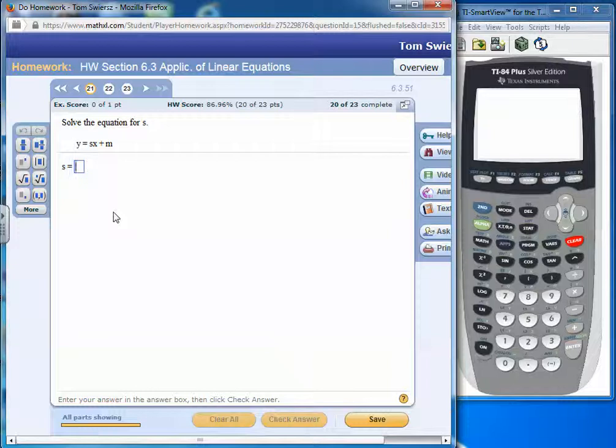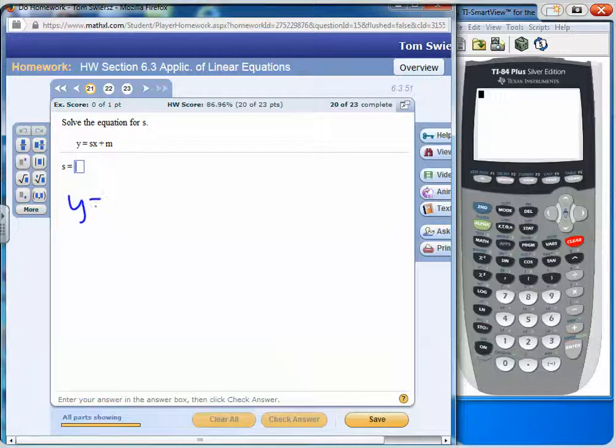Okay, another one with variables. Y equals Sx plus M. Supposed to solve for S. Notice it's S times X plus M. So we're going to get rid of what we add first, right? Because if we start dividing by x, we're going to get fractions. So first, subtract m from both sides.